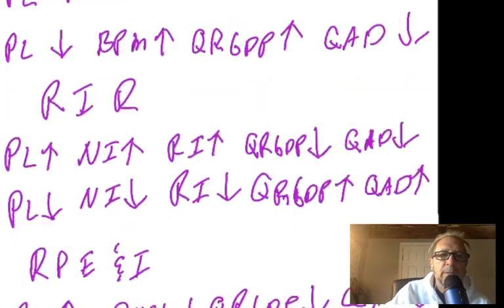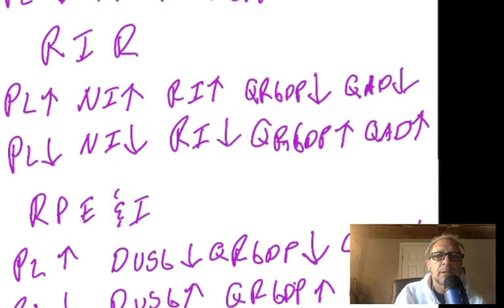On the real interest rate front, when the price level rises, the nominal interest rate increases, right, to try to entice us to save. The real interest rate increases by the same amount because there's no inflation. Quantity of real GDP will decrease, quantity of aggregate demand will decrease. The opposite is also true.